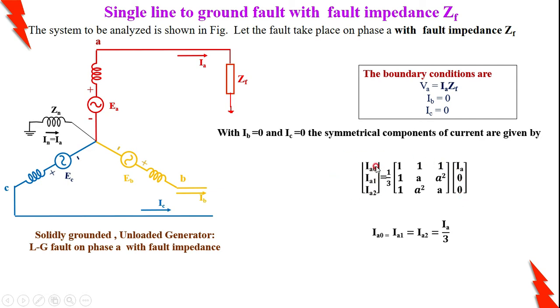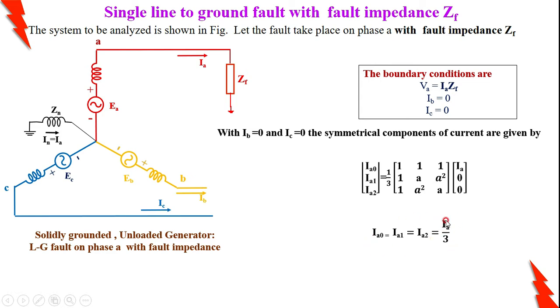Once again, if you are solving for IA0, IA1 and IA2, then what I am getting is IA by 3. That is quite evident. It is 1 by 3, 1 into IA is IA, and 1 into 0 is 0, 1 into 0 is 0. Therefore IA0 is equal to 1 by 3 IA. Similarly, for IA1, it is 1 by 3, 1 into IA, a into 0 is 0, a square into 0 is 0. Once again, IA1 is equal to IA by 3. Similarly, we are getting IA2 is equal to IA by 3.